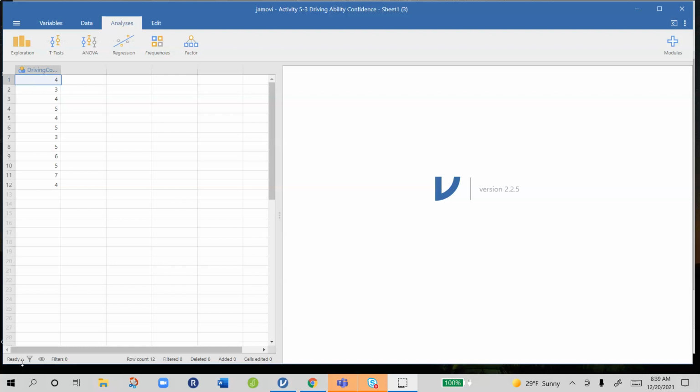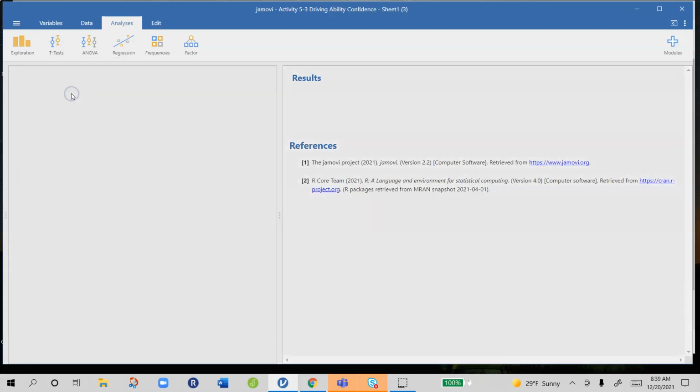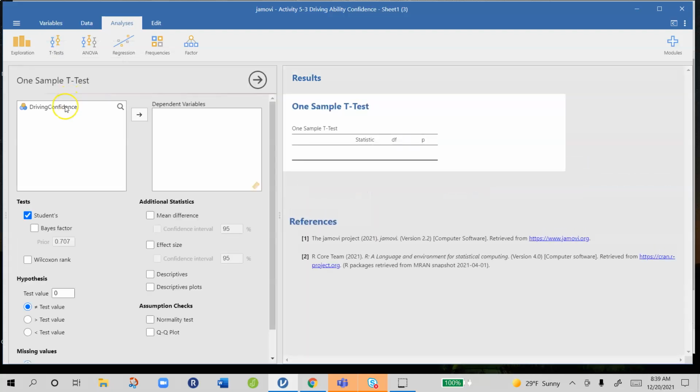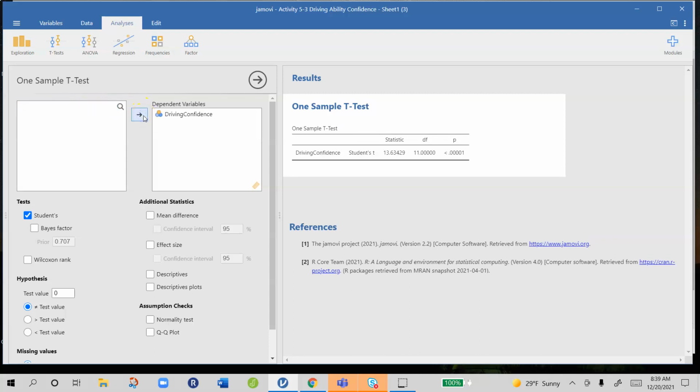So we're going to do a single sample t-test. Click on t-test and do a one sample t-test. Driving confidence is our dependent variable. We're going to move that into the dependent variable box.